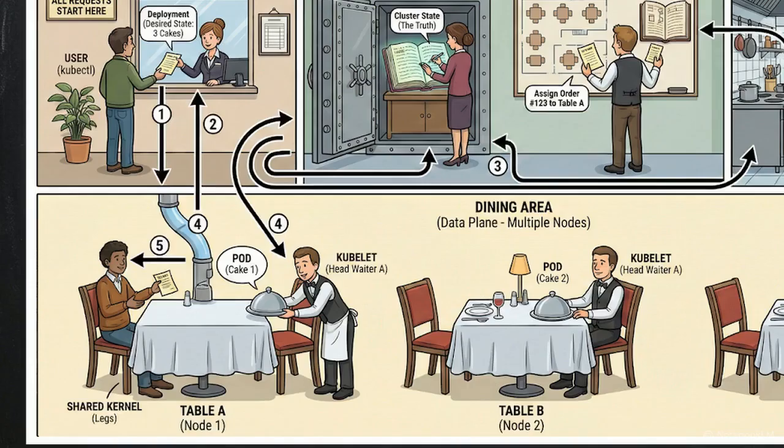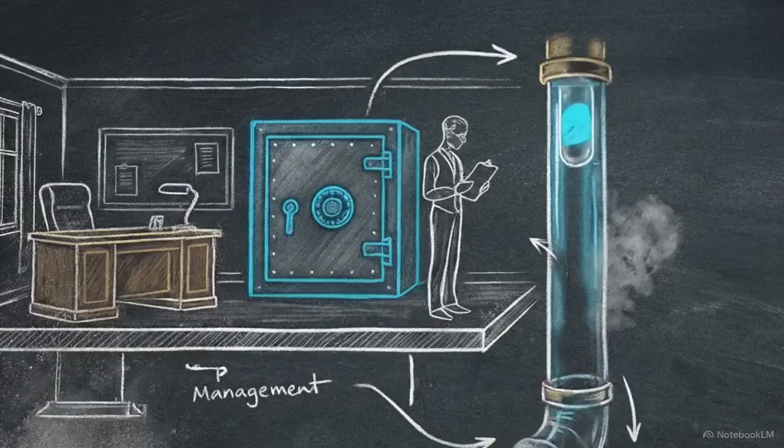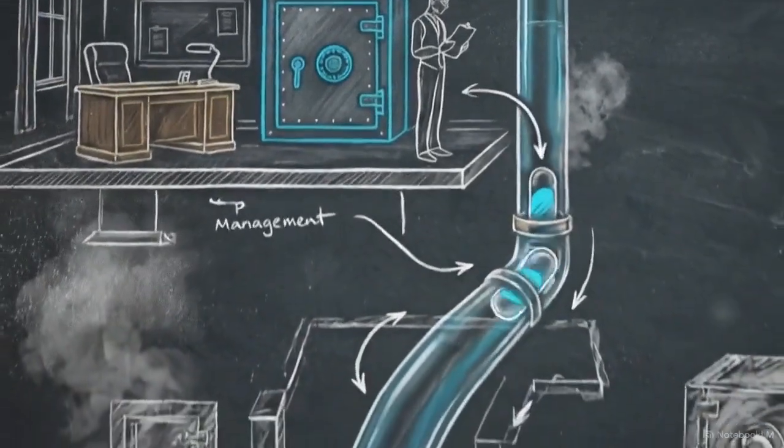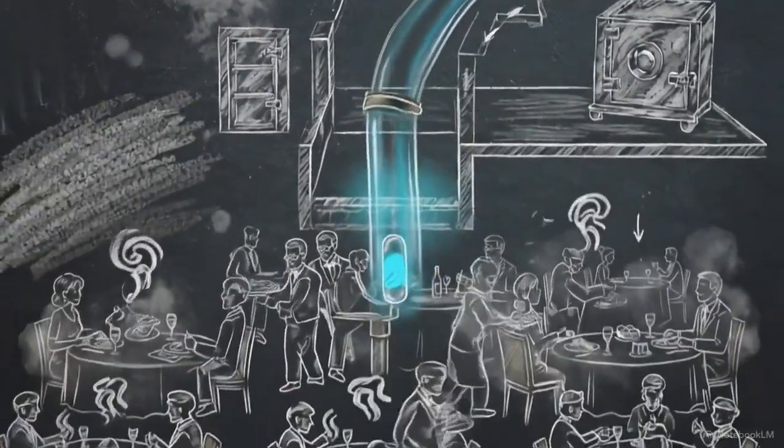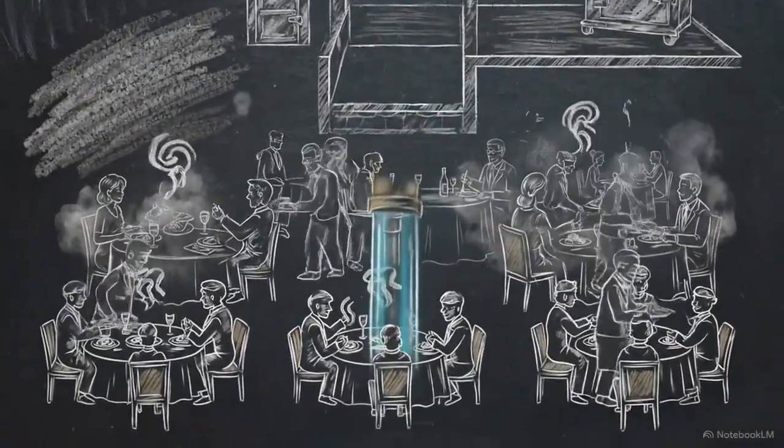Looking at our diagram, follow the tube down to table A. The instruction is sent to the head waiter, the kubelet. The kubelet receives the order, bakes the cake, places it under a dome called a pod, and serves it on the table. By strictly separating the communication from the record-keeping, the system guarantees that the floor staff downstairs only executes exactly what the central brain upstairs commands.